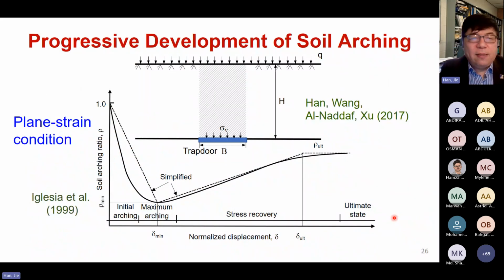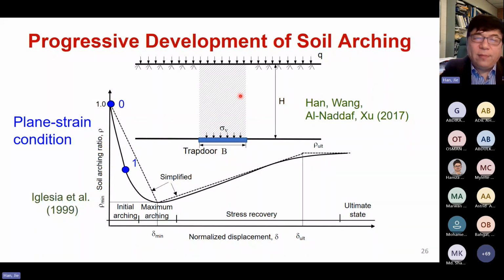And then there was a study done by a PhD student at MIT, who did a centrifuge test, and he observed some phenomena, basically that the arching ratio changed with the displacement. This is the trapdoor test to simulate soil arching. The trapdoor test was developed by Terzaghi. So basically, if there's zero displacement, the soil arching ratio will be equal to 1, so the stress on top of the trapdoor will be equal to the overburden stress.